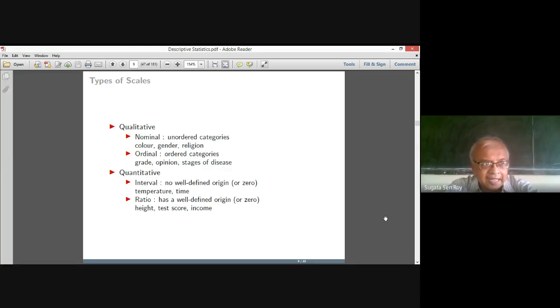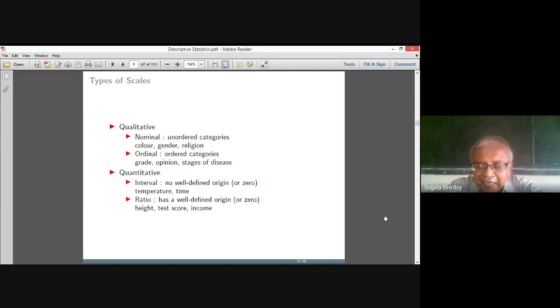What do I mean by that? It's simple. A father and son. Father is of height 6 feet and the son is a young lad. He's of height 3 feet. Father is twice as tall as the son. Would you say that?